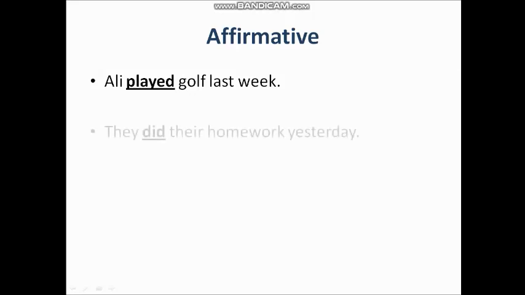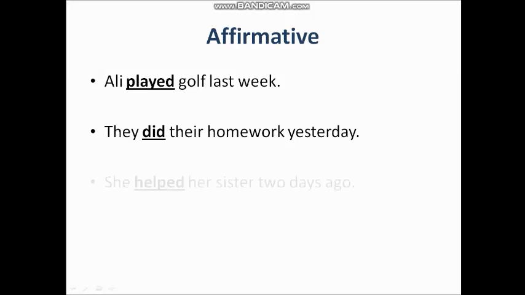First, let's discuss the affirmative case of the past simple. Ali played golf last week. The past simple verb is played, and the specific point of time in the past is last week. The second example is they did their homework yesterday. The past simple verb is did and the specific time is yesterday.